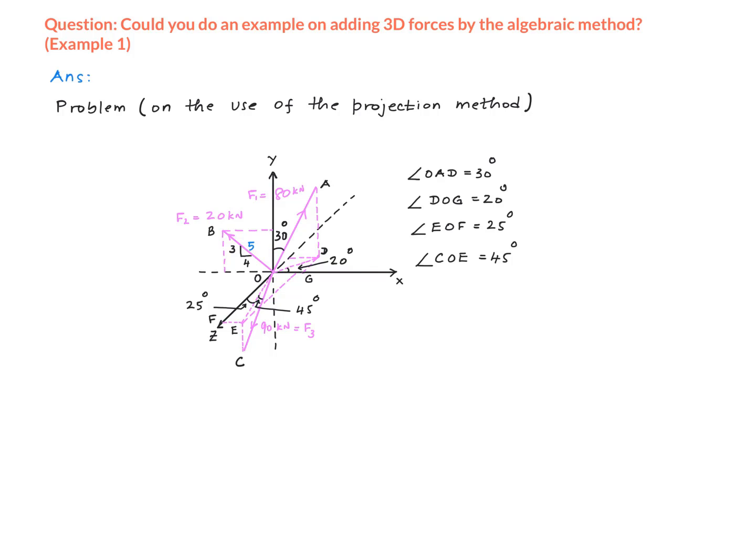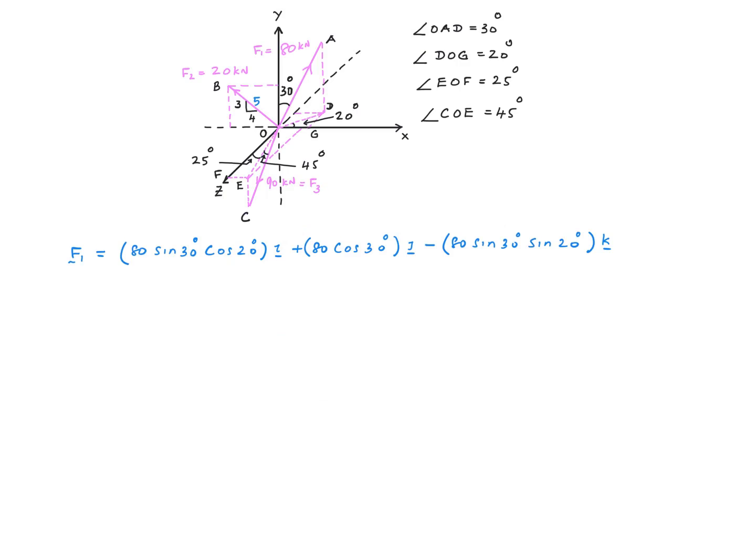For F2, the direction is defined in terms of these ratios, 3 vertical to 4 horizontal to 5 along the hypotenuse. The direction of F3 is given in terms of these two projection angles. The question is to find the resultant of the three forces F1, F2 and F3. So let's work on this starting with force F1.